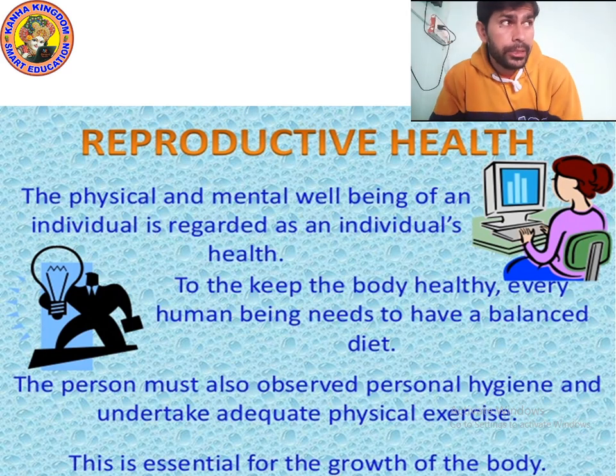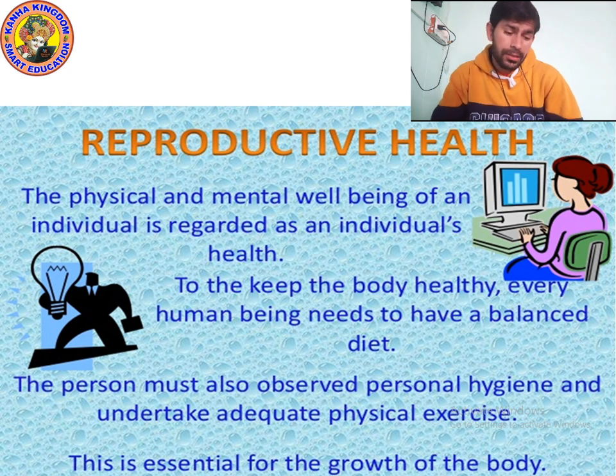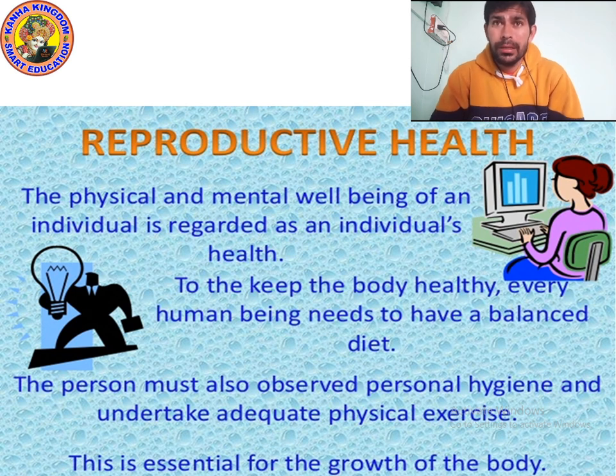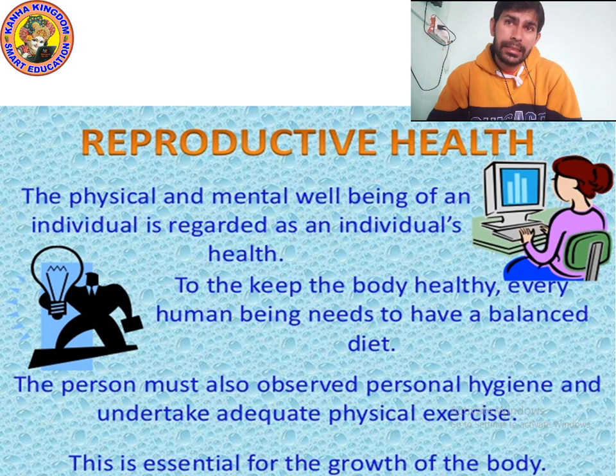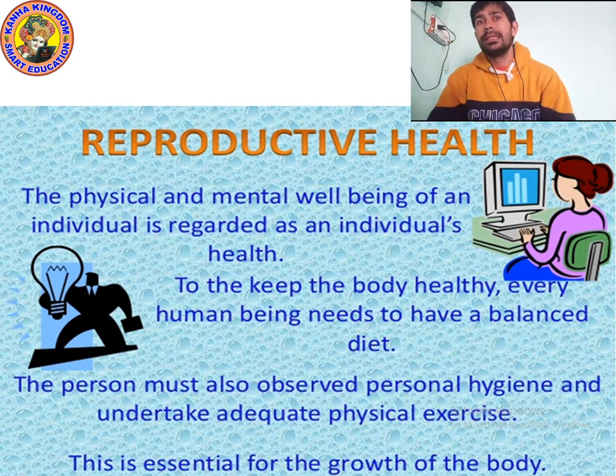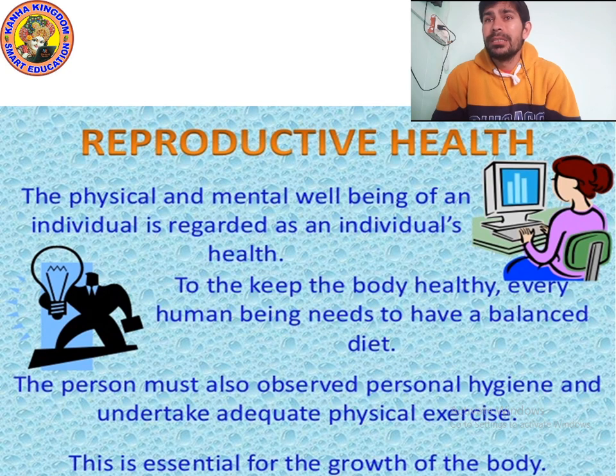Let's talk about reproductive health. Reproductive health means you need to take care of your personal health. You should take care of your personal organs and keep your body healthy, so you need to observe personal hygiene. For this you should take a bath every day, which is essential for the growth of the body. The physical and mental well-being of an individual is regarded as an individual's health. To keep the body healthy, every human being needs to have a balanced diet.